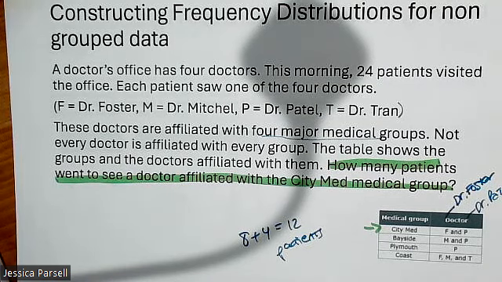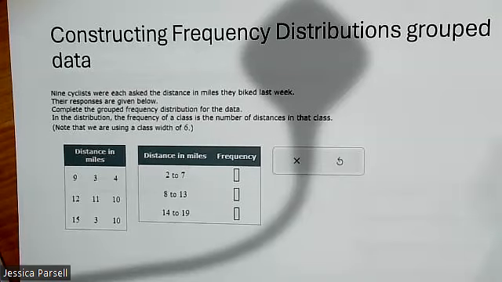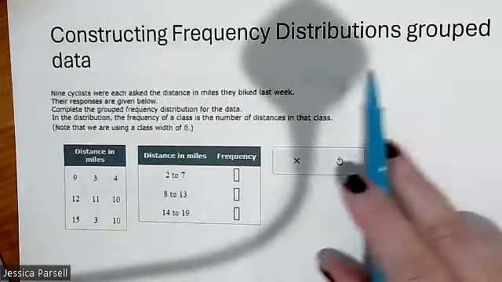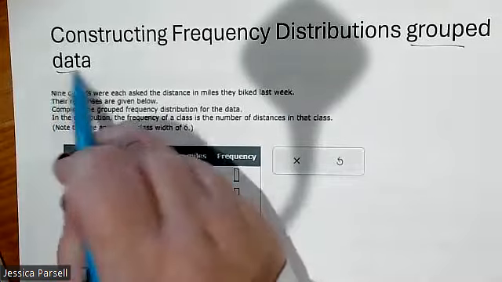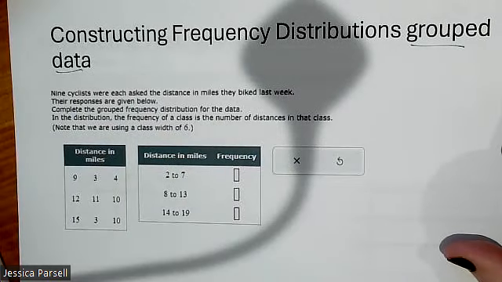Okay, not too shabby. Hopefully that makes sense, and hopefully you're pausing the video as you're seeing each of these problems pop up. And working on it yourself and then coming back to check to see how you did. Okay, so we've moved on to constructing frequency distributions for what's called group data. So we were looking at ungrouped, but now we're going to look at grouped.